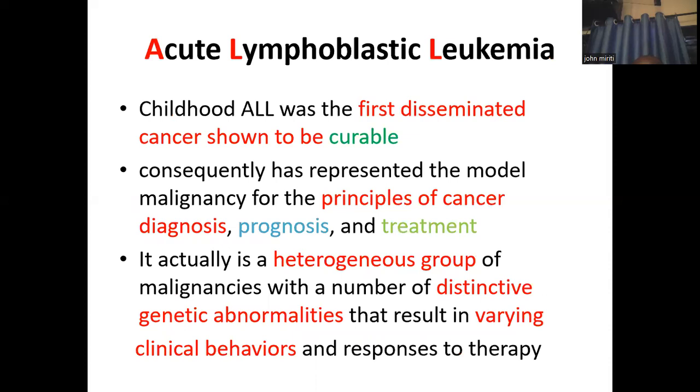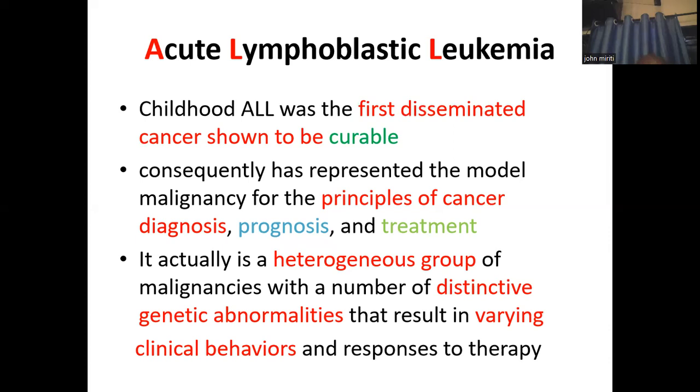So let us look at acute lymphoblastic leukemia, which, as you have seen, accounts for 70 to 75% of all childhood cancers of this type. Acute lymphoid leukemia accounts for more than 75% of all acute leukemias. So let us look at what it looks like. Acute lymphoid leukemia was the first disseminated cancer to become curable, and consequently it has represented the model of malignancy for the principles of diagnosis, prognosis, and treatment.